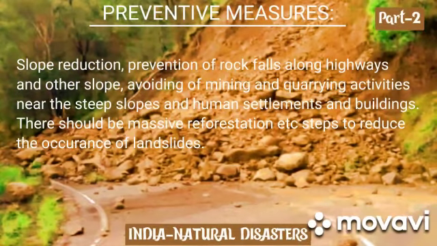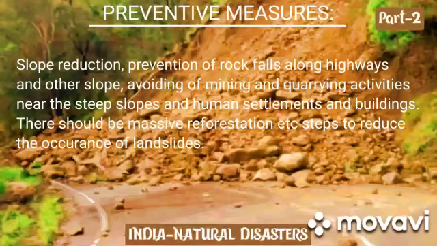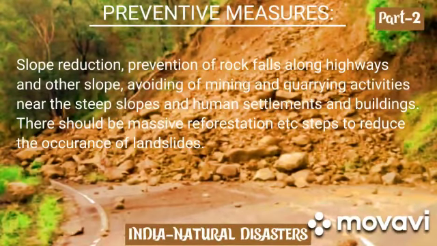What are the preventive measures? How can one save himself or herself from landslides? First, slope reduction. If the slopes are steep, they can be made gentle. Second, the prevention of rock falls along highways and other slopes. Avoiding mining, and human settlements and buildings near the steep slopes. Whenever there is a steep slope, human settlements and buildings should be constructed a little far away from such places.